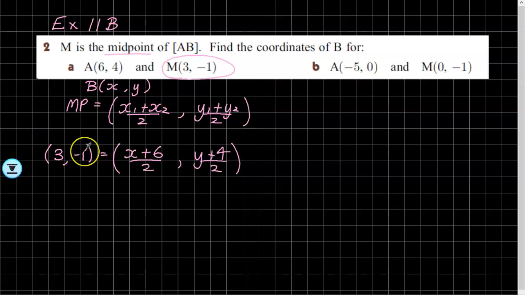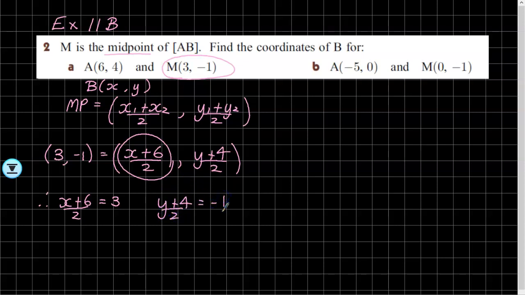Now what? This point has to equal this point. What is the only value that this whole thing could actually be? 3. It has to equal. Does that make sense? So therefore, x plus 6 over 2 has to equal 3. What is the only value that this can be if they equal? Correct. y plus 4 over 2 has to equal minus 1.